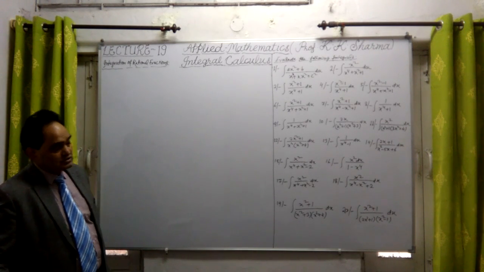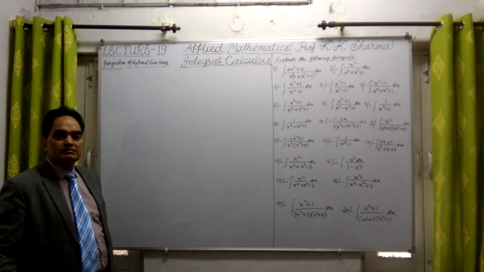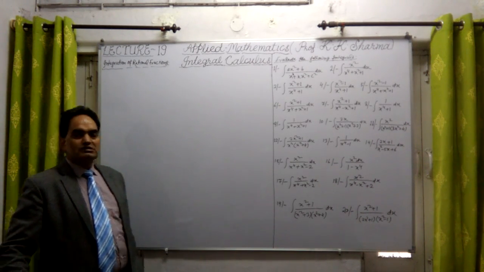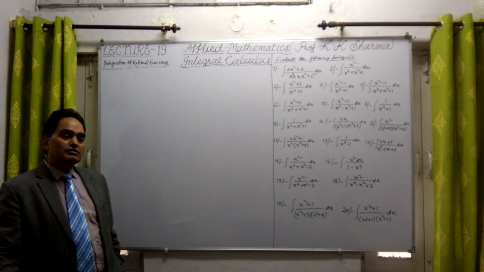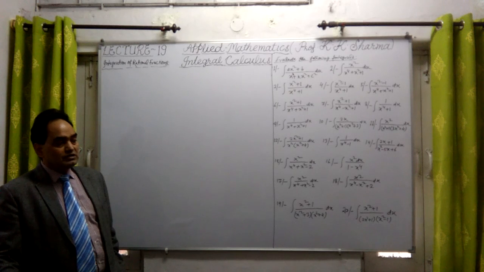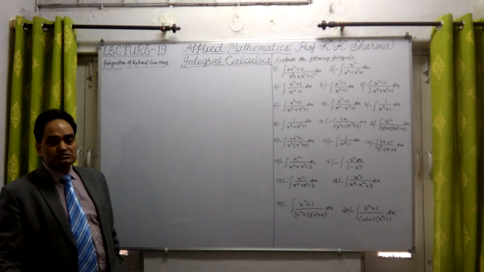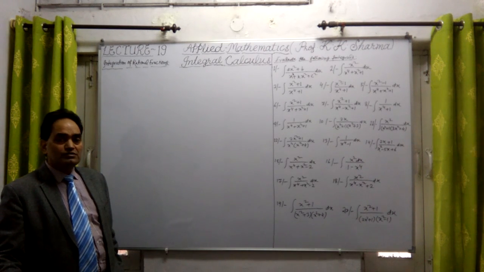Now in this case, the next type of problem can arise when the denominator is of the form x^4 plus k into x square plus c square. This kind of denominator, that means the power is 4. And the numerator is having ax square plus b, just like question number 1. If this kind of situation arises, how do we have to integrate them?